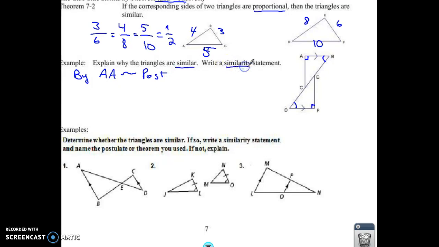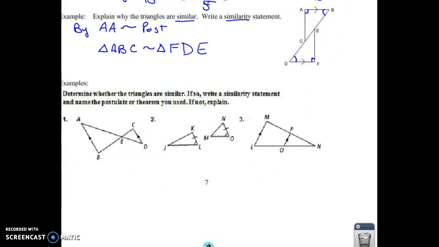And it says write the similarity statement. So, I will start out with triangle ABC, and that's going to be similar to triangle F, which is the right angle that goes with A, and B and D go together, and now finally E. So there you go, there's my similarity statement.